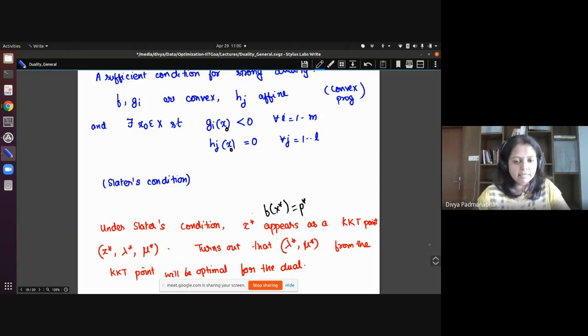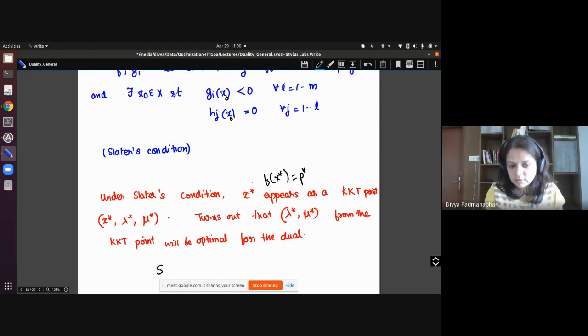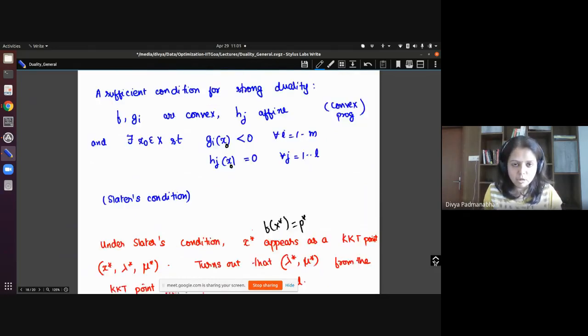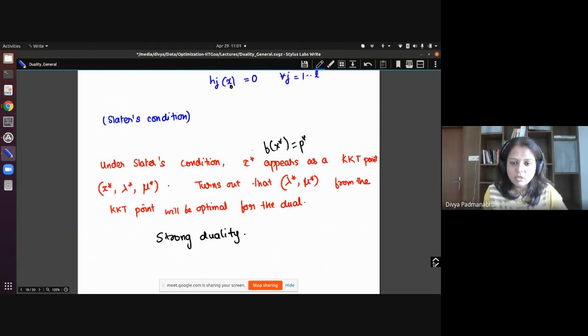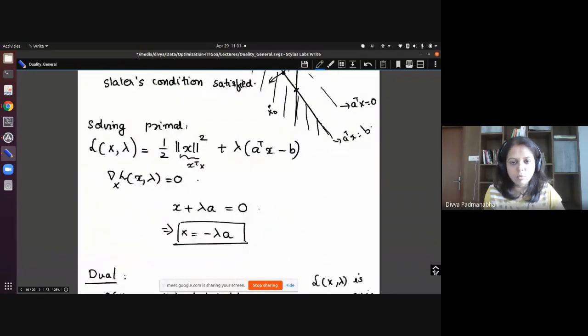I mean, if Slater's condition is true, and x star is optimum, then it satisfies the KKT conditions. Now what this is additionally telling you is that strong duality holds. So under Slater's condition, strong duality holds, and x star will appear as a KKT point, the optimum. And in particular, the lambda and mu that you get as the dual solutions will show up in the KKT point. Okay, so that's what we just saw here.